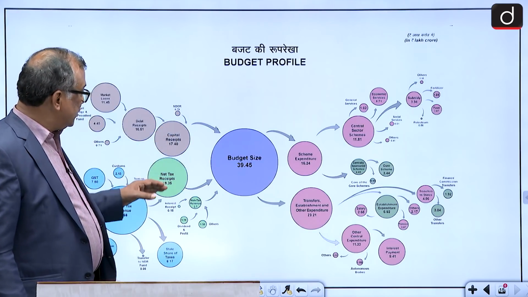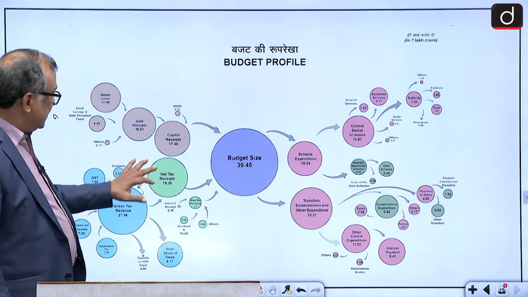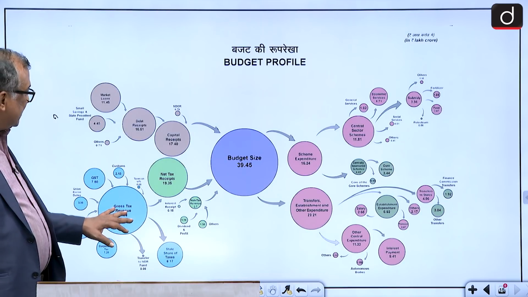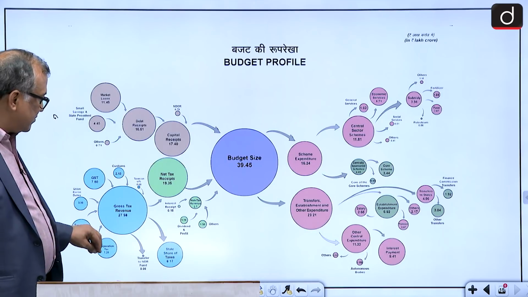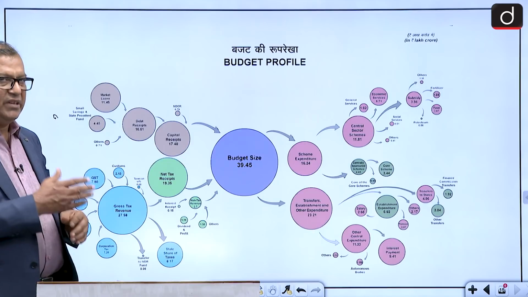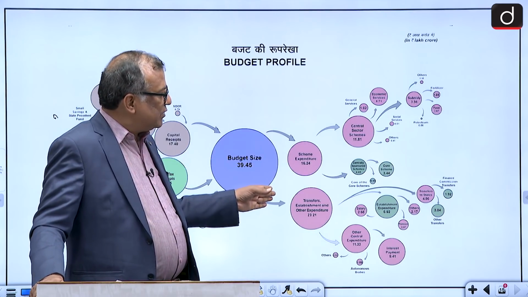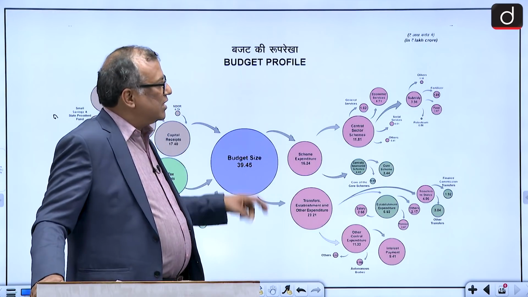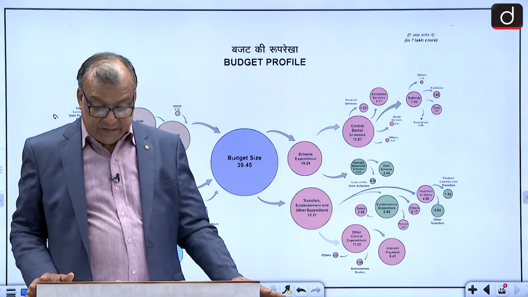Revenue receipt is subdivided into tax and non-tax. Tax is further divided into gross tax revenue of 27.5 lakh crore, GST, excise duty, taxes on income, corporate tax. All these things have been presented in a beautiful graph, but the data we have already analyzed. Similarly, the expenses we have also analyzed already. This is a more attractive presentation. So, you can use this graph also to understand things and keep them in your mind.